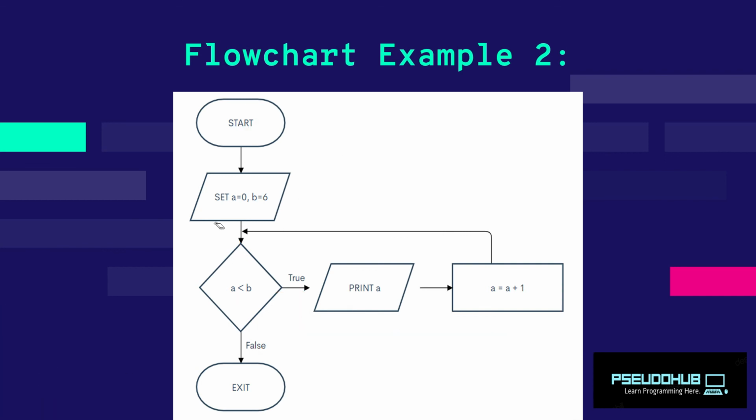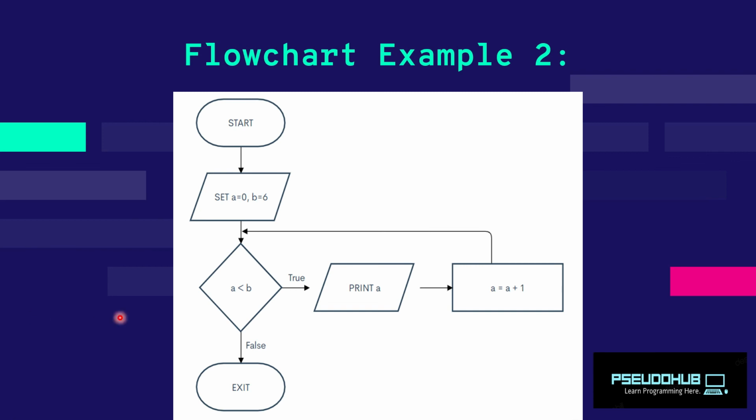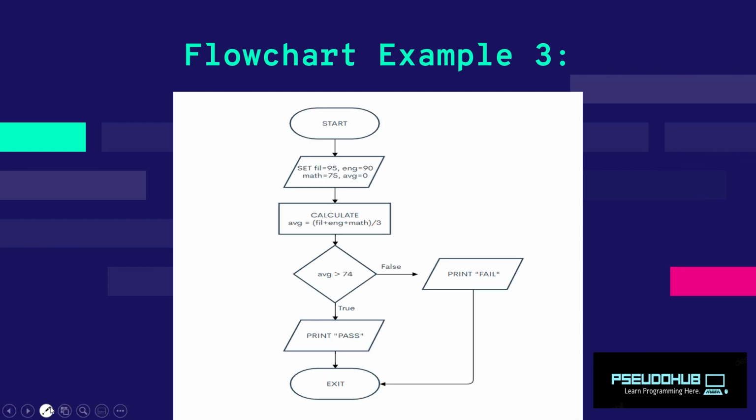Okay, so let's proceed on our next example. Okay, so this one is based pa rin sa atong problem nga katong nag-solve og grade or average grade. So you'll have set equals 95, 90 for English, 75 for math, and average is equals to 0, and then i-calculate na ang average.